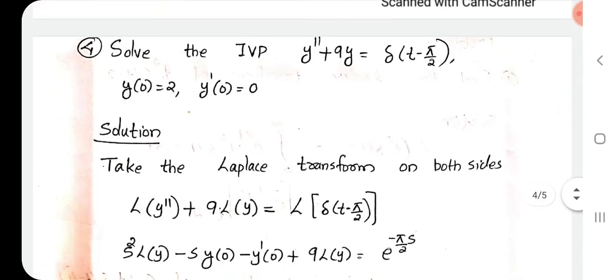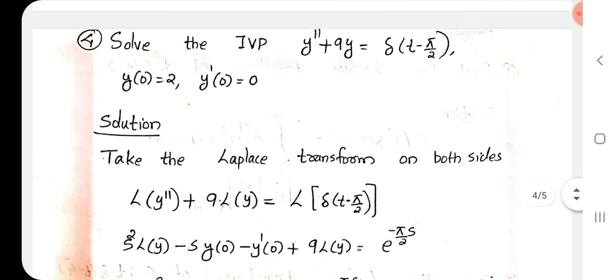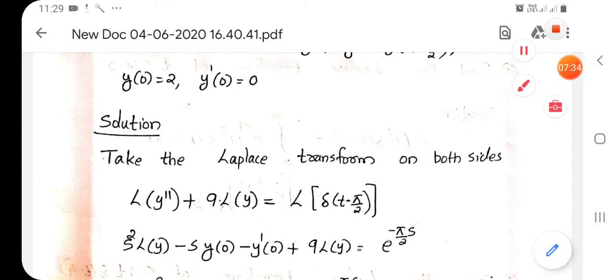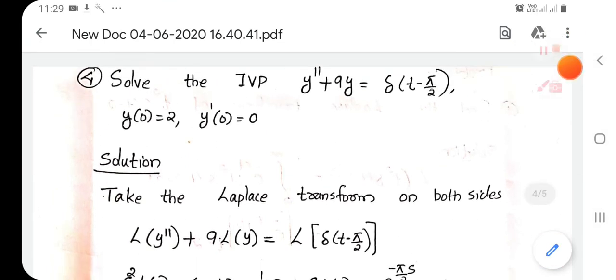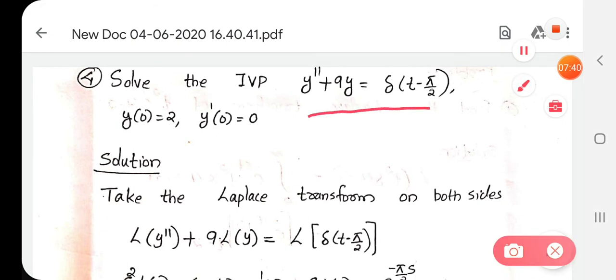So now we consider an initial value problem which includes the Dirac delta function. Generally these types of problems exist when we are modeling the response of a damped mass spring system. We consider such a problem. Solve the initial value problem y double dash plus 9y equal to delta t minus pi by 2, with initial conditions y of 0 equal to 2, y dash 0 equal to 0.